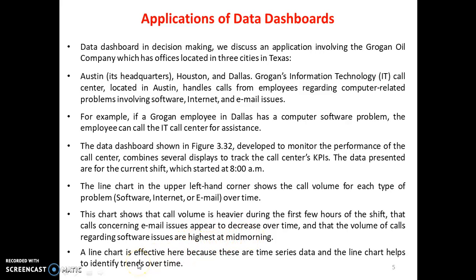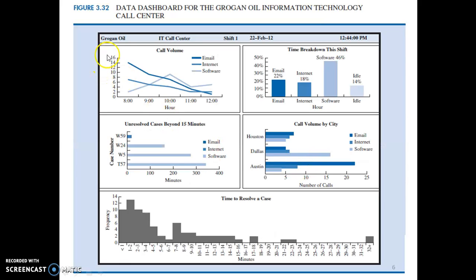The line chart is effective here because these are time series data, and the line chart helps to identify trends over time. I will show this, the left corner line chart. This chart shows call volumes. If you take this, the shift is going to start by 8 a.m.